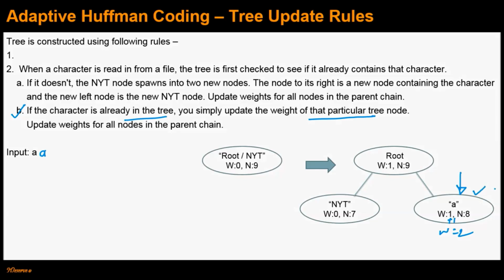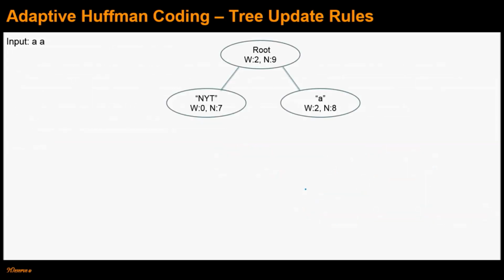Now, once we update this node, we also need to update the weights which are present in the parent chain for this particular node, right? In this case, there is only the root node present in the parent chain. Its weight would be updated to 2 plus 0, right? So 2 plus 0 is 2. So the new weight for the root node will be 2. Overall, the tree state would be modified to this state after reading this particular input. Let's continue with the input sequence. Let's say that the next input character is character R. The character R is not present in the tree already.